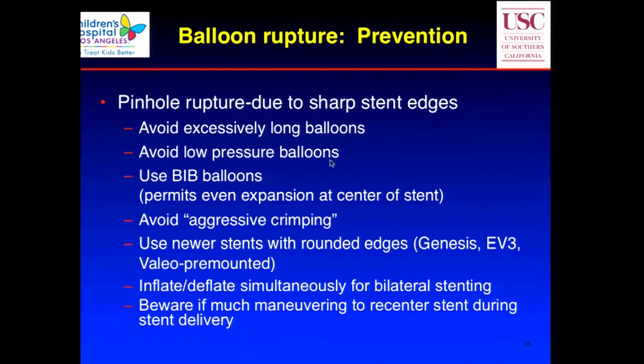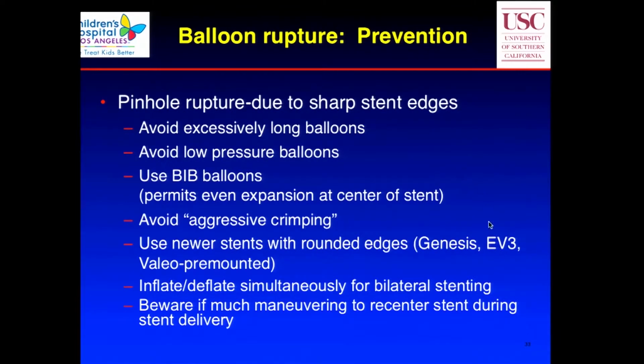Bib balloon is actually very helpful because the inside balloon opens up, that evens out the whole stent before the outside balloon goes up. And that helps to maintain evenness of the stent. Avoid aggressive crimping because that can also cause the edge of the stent to pinhole the balloon.